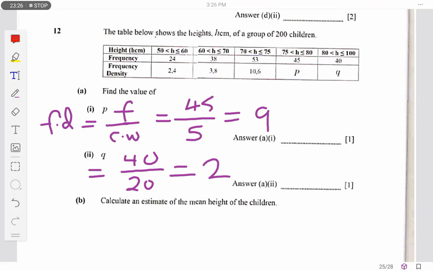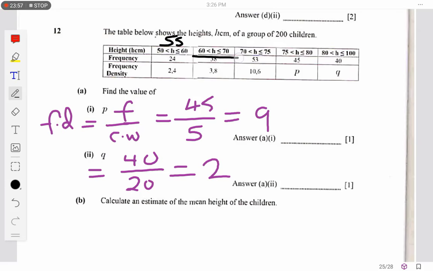Calculate an estimate of the mean height of the children. So when we are looking for the mean height of the children, what we have to do first is to find the midpoint of each class from 50 to 60. So you'll be saying 50 plus 60, then you divide by 2. What do you get? 50 plus 60 divided by 2, I'm going to get 55.